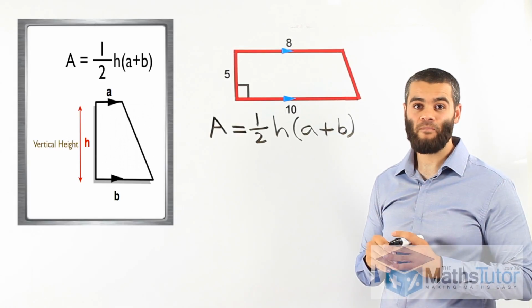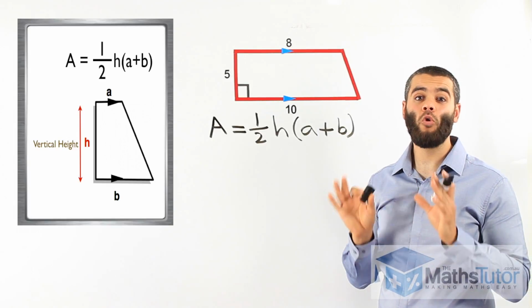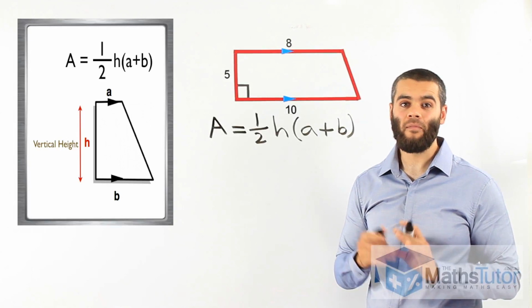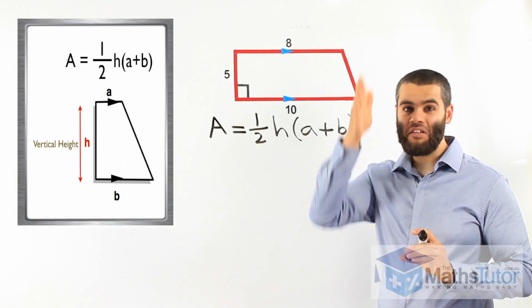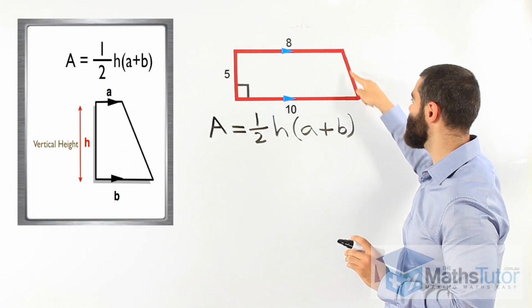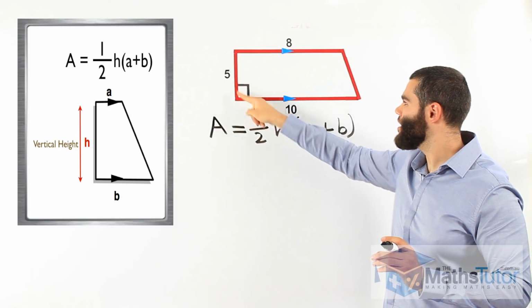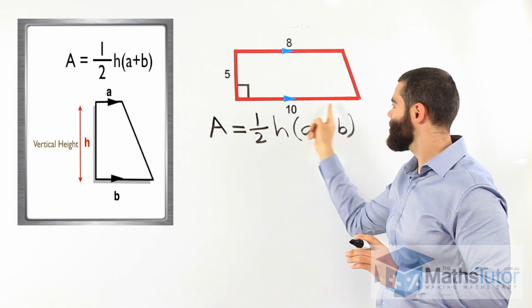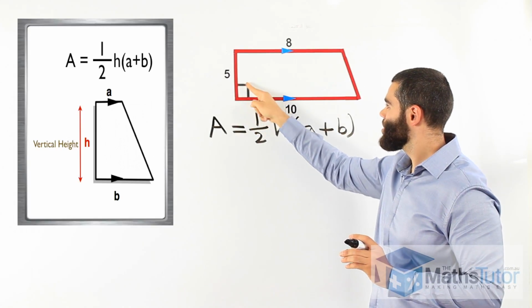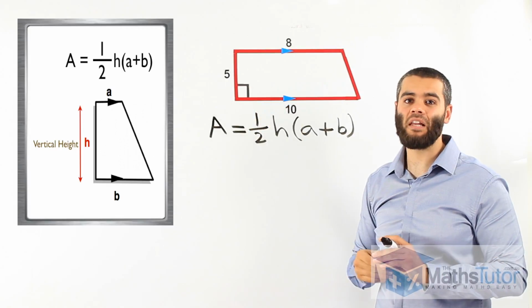Now the h. The height is always the vertical height. We always mention when we're working with area and height, it is always the vertical height, straight down. This is the vertical height, not this one here. This is slanting. This is our vertical height. It meets the base, or the bottom, with a right angle. So we know it is vertical, it is 90 degrees, it is perpendicular.